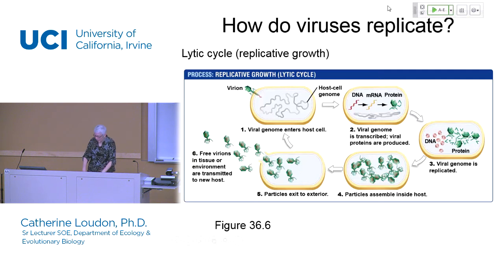Okay, so how do viruses replicate? We'll spend some time now going through the parts of figure 36-6 from your textbook, which is in front of you right now. And before we walk through this, I want to put this in the context of being one of two major ways in which viruses are replicated. So this first category is referred to as replicative growth, or an example of a lytic cycle. And so we'll walk through this first, and all the steps are shown here.